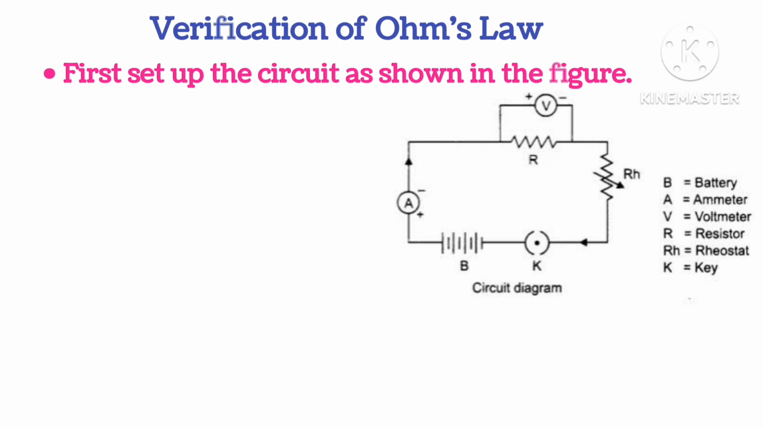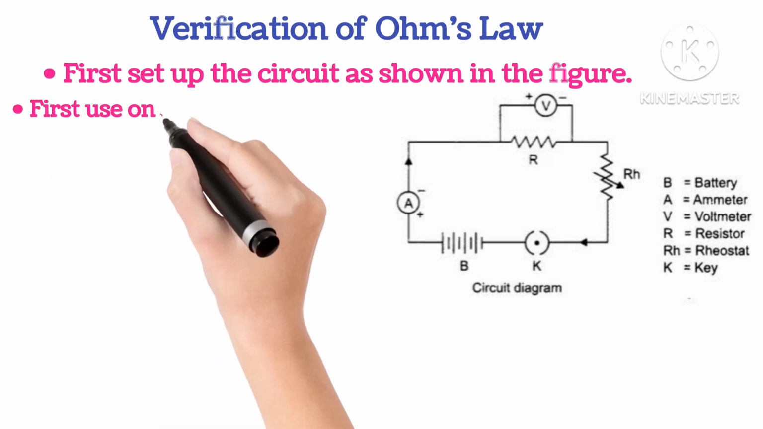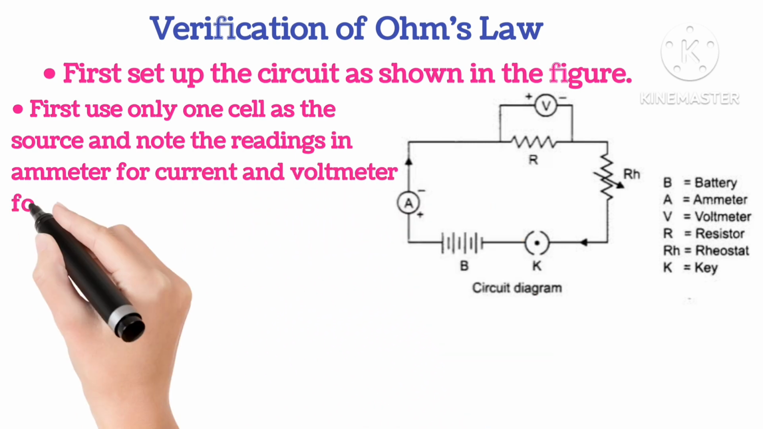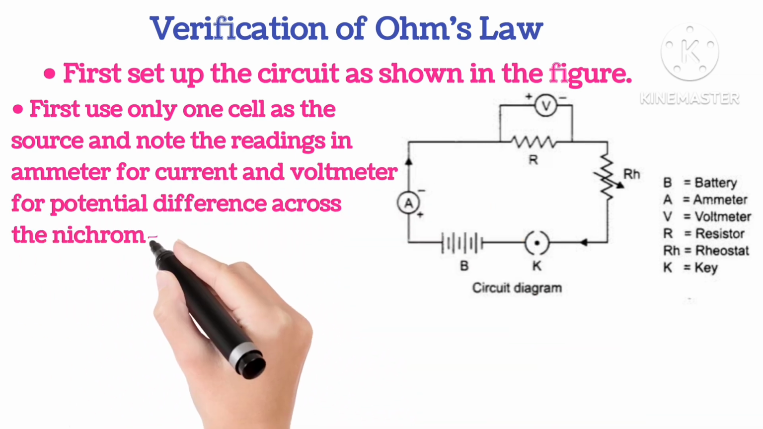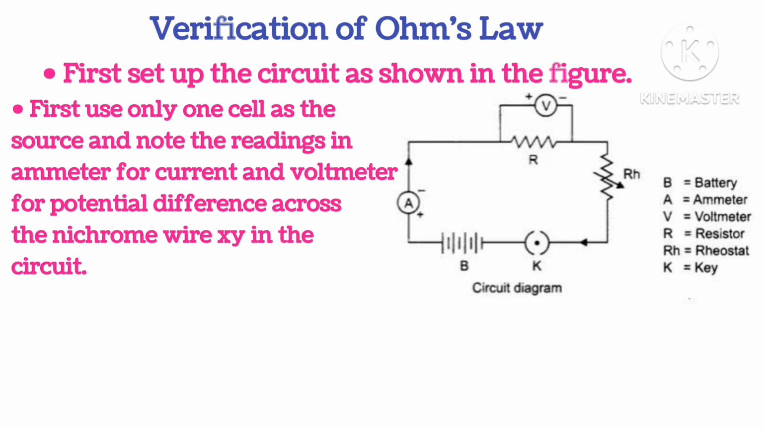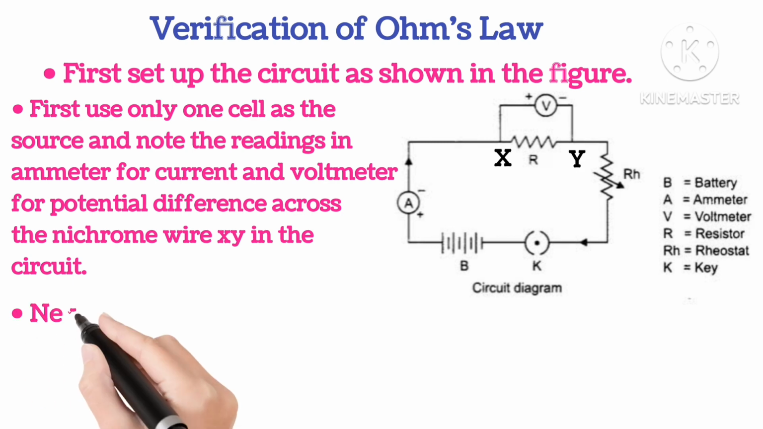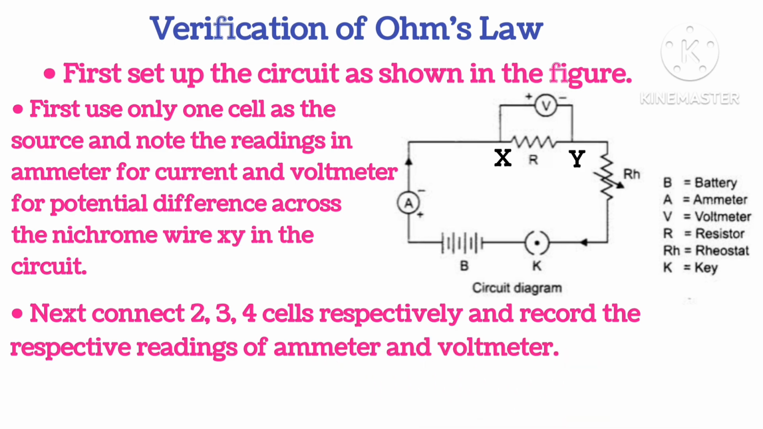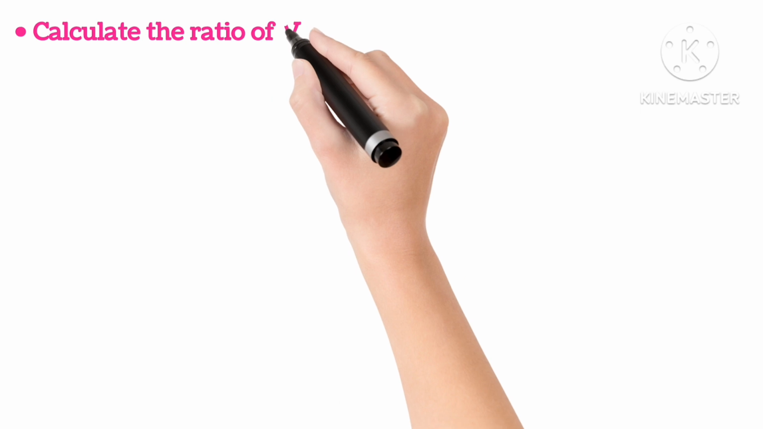First, set up a circuit as shown in the figure. First, use only one cell as a source and note the reading in the ammeter for current and voltmeter for potential difference across the nichrome wire XY in the circuit. Next, connect 2, 3, 4 cells respectively and record the respective readings of ammeter and voltmeter.